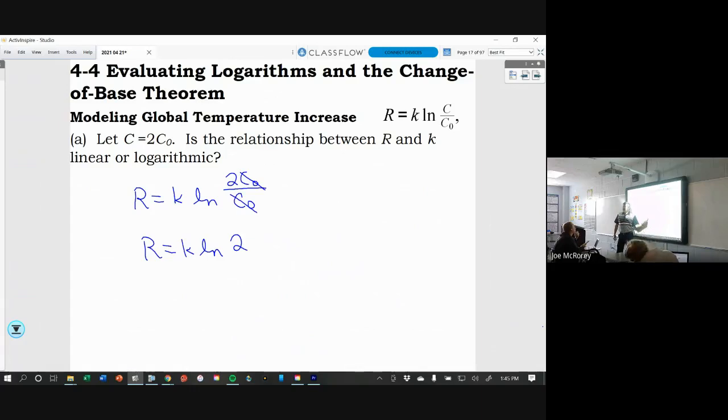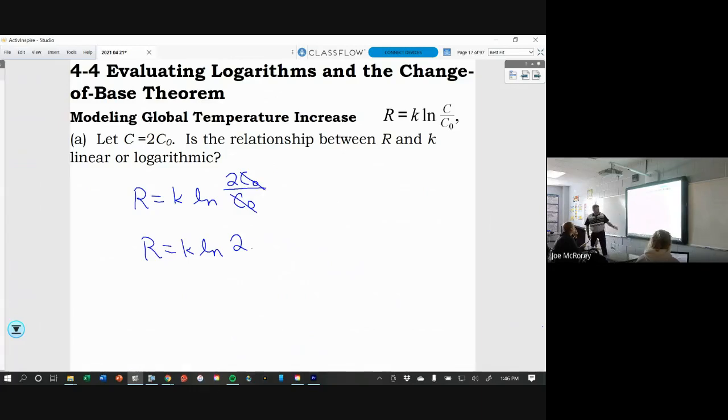ln 6, 9. It's a number, 3. This number does not change. Am I taking the natural log of a variable? No. I'm taking the natural log of a number, which is a constant. If I was taking the natural log of a variable, then it's logarithmic. But this is basically the same thing as y equals mx. The slope is natural log of 2. It's a specific value. This is linear.